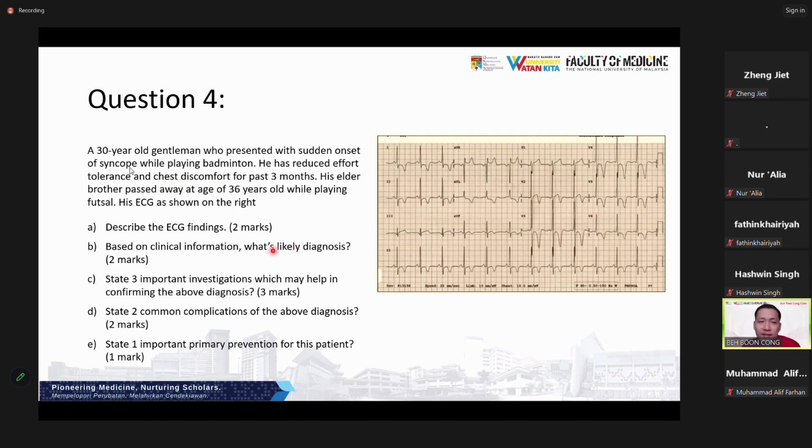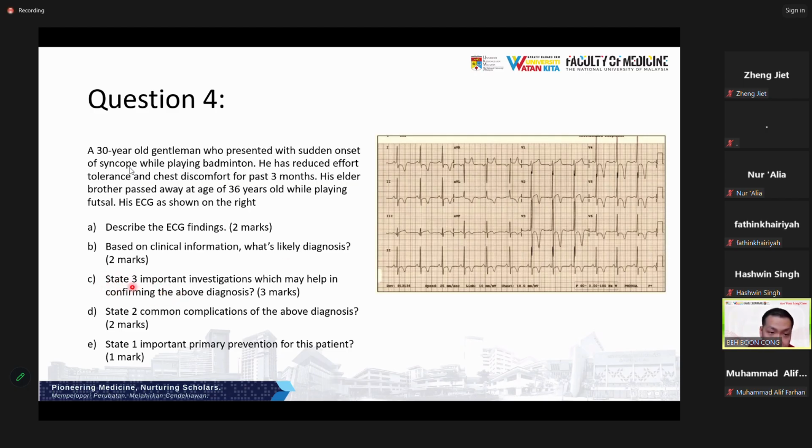So based on this information, what is the likely diagnosis? Already give you the clue, right? So the patient has hypertrophic cardiomyopathy. It can be obstructive or non-obstructive. Okay, but this patient presented with syncope, so probably he has the obstructive cause lah. So the answer will be hypertrophic cardiomyopathy with or without obstruction.